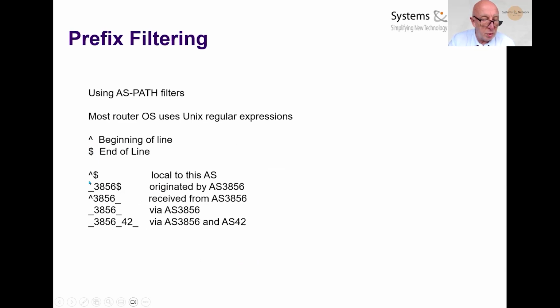And you can see here, that means nothing. I am only interested in information that is local to this AS. That is information originated by 3856. There's the end of the line. There's 3856, separated by a space.